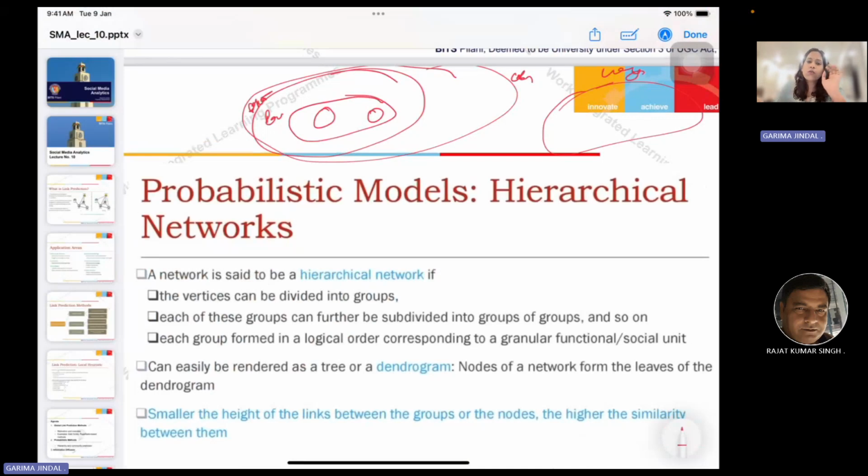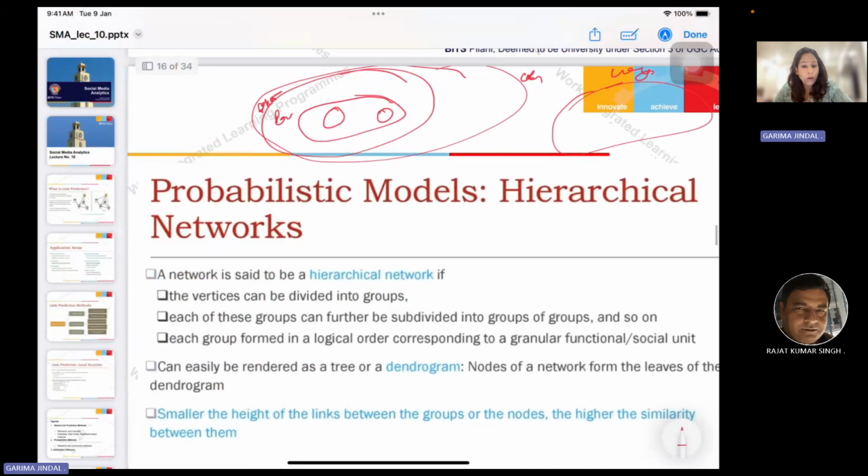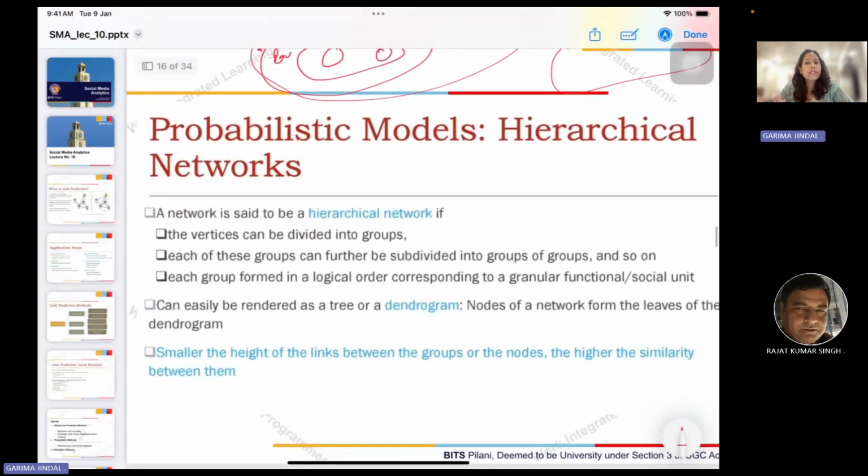So the nodes will exhibit this hierarchical clustering, or this notion of hierarchy in the network will be there in our real world social networks. Okay, and the probabilistic models are based on these hierarchical networks. So the first assumption is that there is certain hierarchy in the network, and we are going to predict that hierarchy. Okay, so let's first cover what is there in this slide.